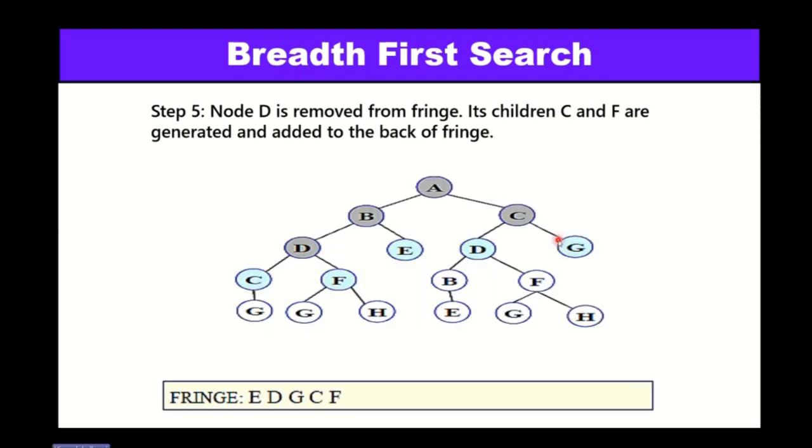And again now we are expanding everything, correct? So now D is gone out and C, F is added here. E comes first because D has gone. E comes first, D comes second, G comes third, and C and F come at last.